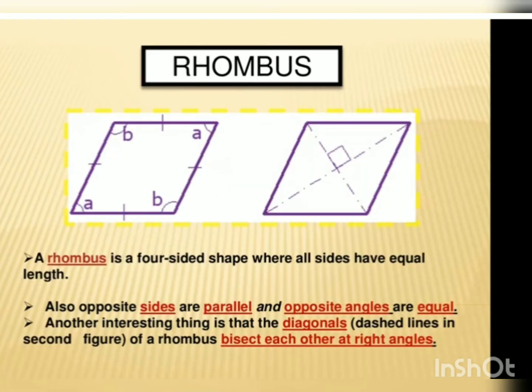Now the next one is rhombus. A rhombus is a four-sided shape where all the sides have equal length. As you have seen in the definition, all the sides are equal in length and the opposite sides are also parallel. Now these are some properties: all the sides are equal, opposite sides are equal and they are parallel. Diagonals bisect each other and they are perpendicular to each other. Diagonals divide the quadrilateral into two congruent triangles. Diagonals bisect the angle at the vertex of the quadrilateral.